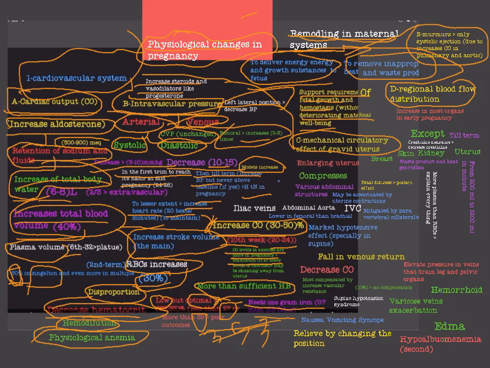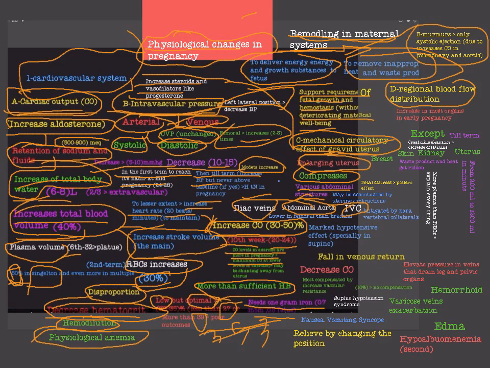We talked about cardiac output and intravascular pressure, and now let's move to the third thing, the mechanical circulatory effect of the gravid uterus. As you know, in pregnancy the uterus is enlarging, and the enlargement of the uterus will compress various abdominal structures, like what? Like iliac veins, like abdominal aorta, like inferior vena cava, and of course other structures like the bladder and so on. But here we are talking about the vasculature.